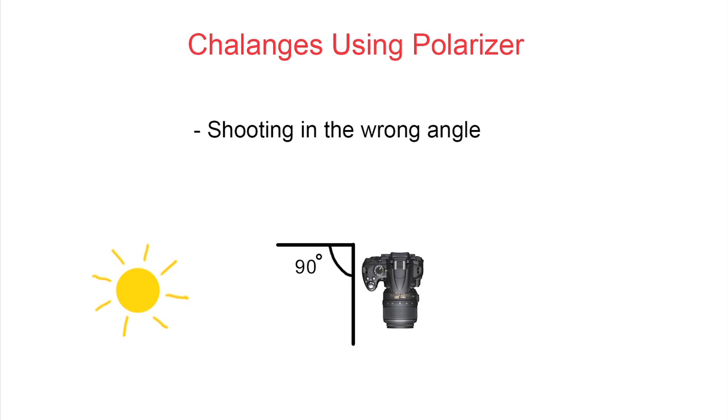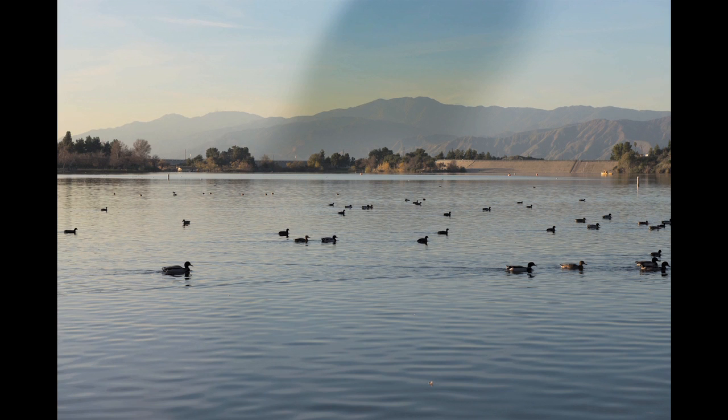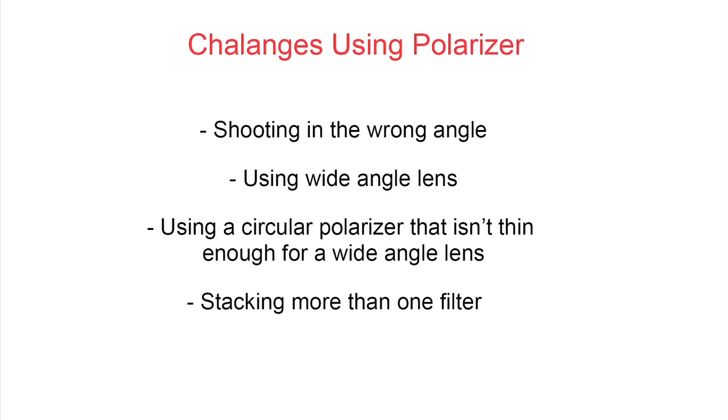If you get the angle wrong, you have a chance also to get some unevenness in the photo, like an uneven sky, for example. The same problem you might run into while using a wide-angle lens, especially when your circular polarizer isn't thin enough for that type of lens. Also, try not to stack one filter on top of another. If you have a UV filter on your lens, for example, take it off and then put the polarizer on.